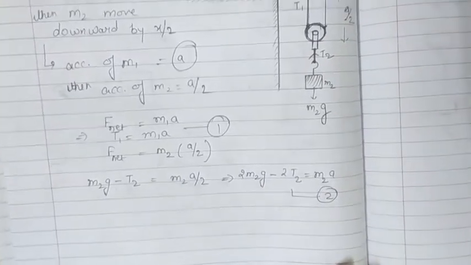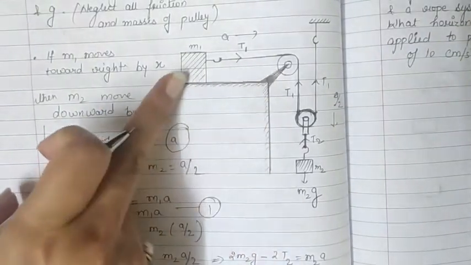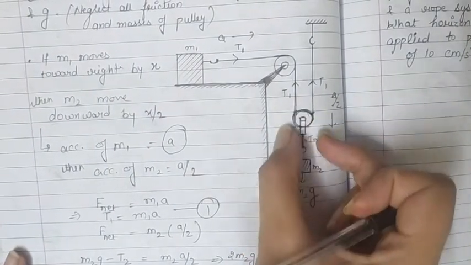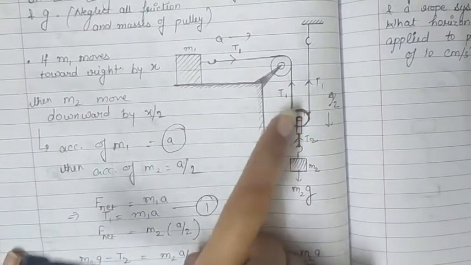Now there are 3 moving objects instead of 2, because if this object is going here towards right, this M2 as well as this pulley both are coming downwards. So we write 2 equations, one for this and one for this. Still the equation for this pulley is pending.